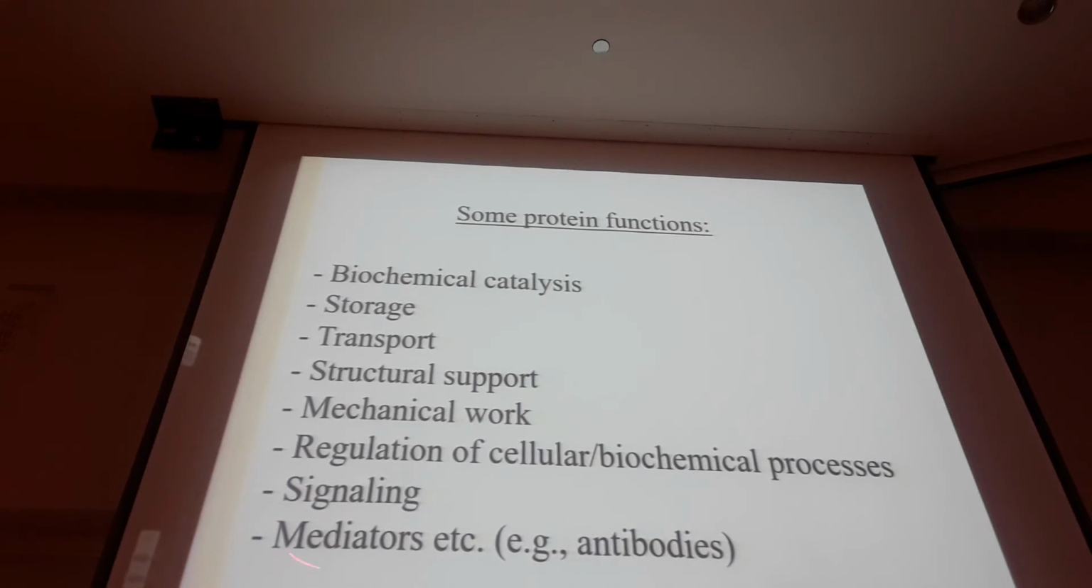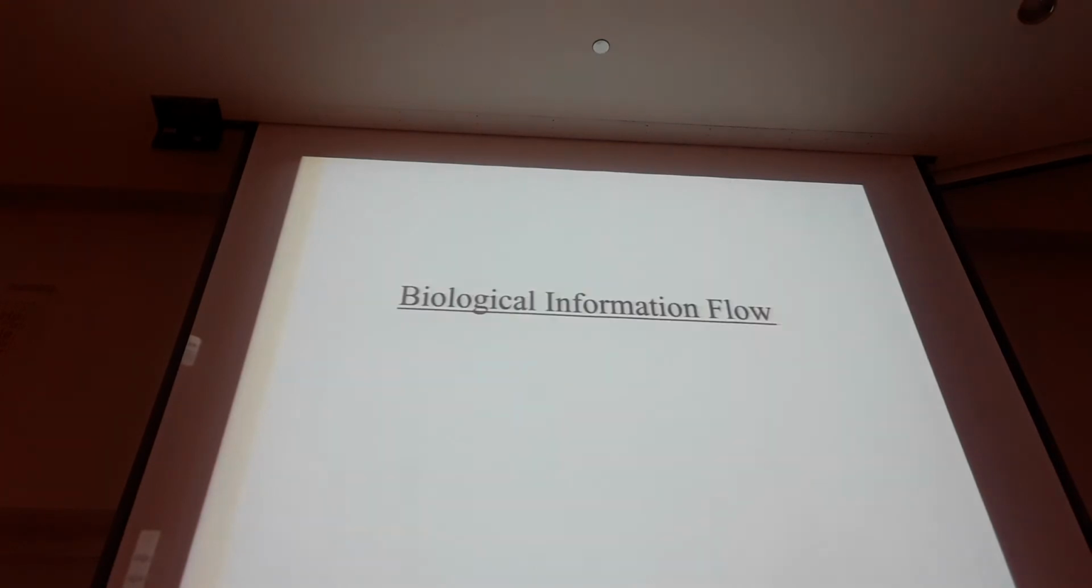And then the last category, let's say on this slide, is simply called mediators, and I just talked about the role of antibodies as mediators between foreign materials in a body and other components of the immune system that can remove this foreign material. Then all antibodies do is act as a mediator between these two things, the foreign material and other components of the immune system.